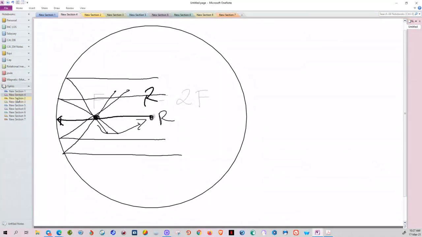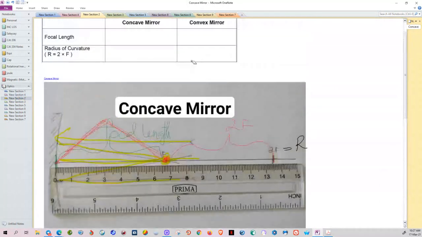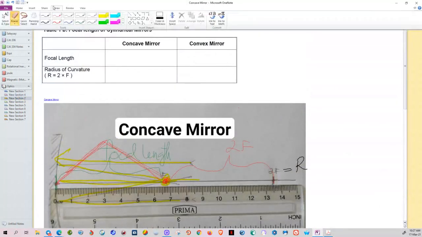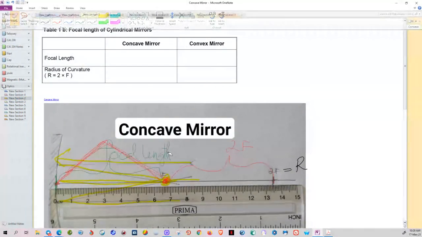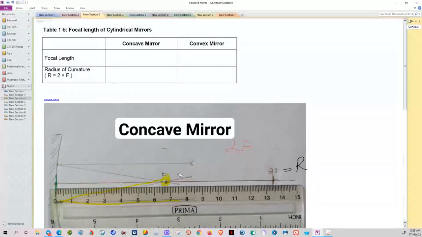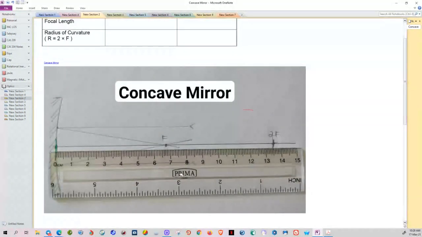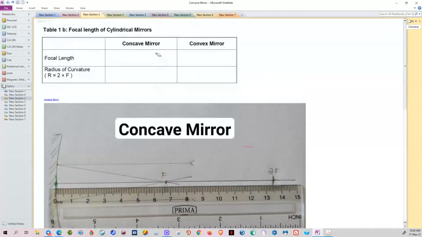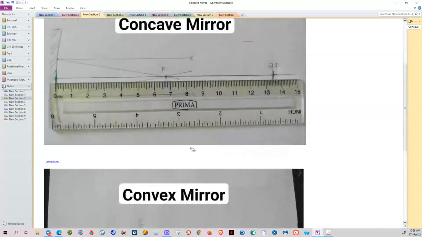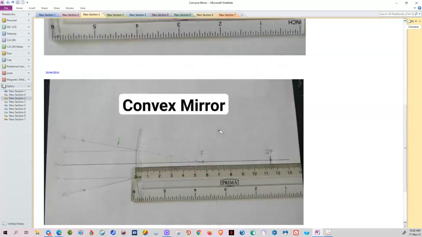Okay, so that's how you will fill the information in this table. So I gave you already the graph, or the drawing. You don't need to draw this one. In the lab, if we are doing this in GIC lab, you have to do this drawing by yourself, okay? So this is concave mirror for table 1B, and this is the convex mirror for table 1B.